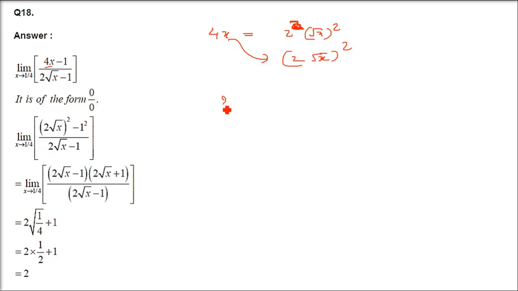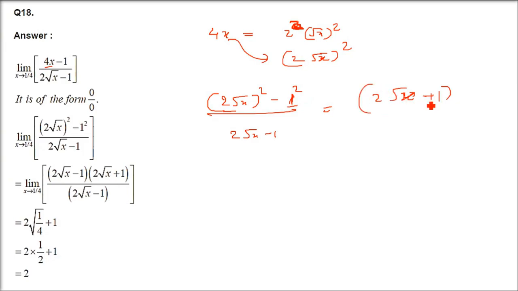So in place of 4x, I am writing 2 root x whole square, and minus 1 you can write as 1 square. And we know x is tending to 1 by 4, so x minus 1 by 4 has to be a factor. The denominator is 2 root x minus 1. So this numerator can be written as a minus b, a plus b: 2 root x minus 1 and 2 root x plus 1. Now you have 2 root x minus 1 in the denominator. This gets cancelled, leaving 2 root x plus 1.